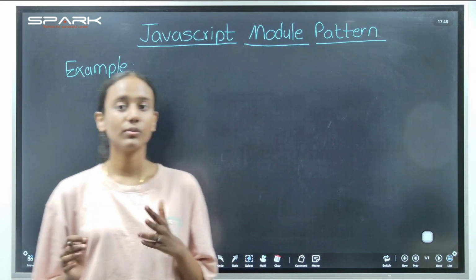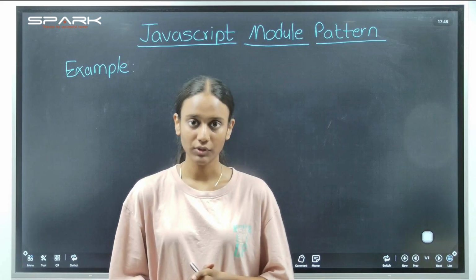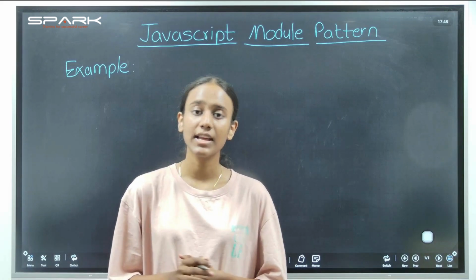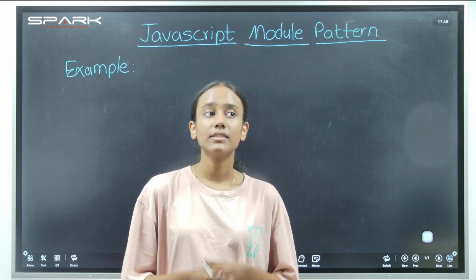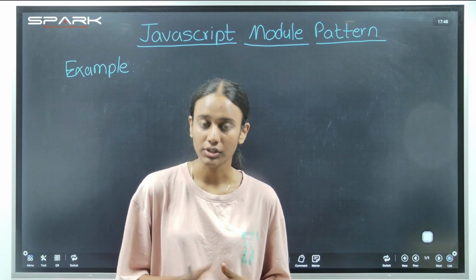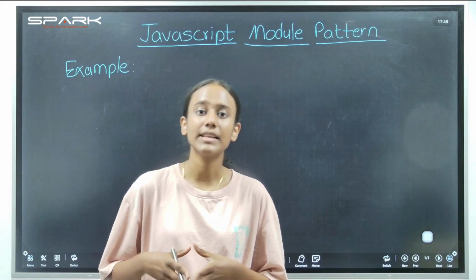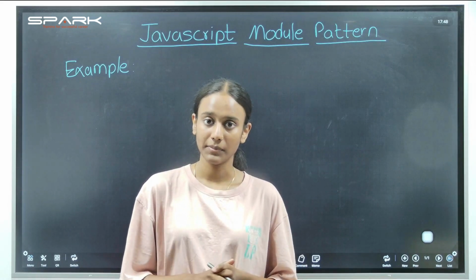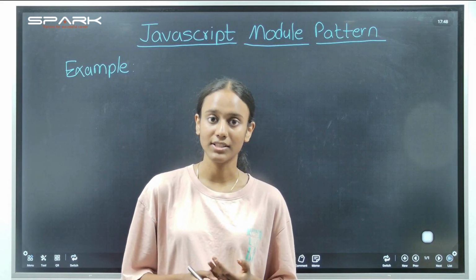Basically, the JavaScript module pattern is used for encapsulation. It means it hides implementation details and exposes only the important part of the code, as well as avoiding global scope pollution. It means it protects the private variables as well as public variables from the global scope namespace. Then it is used for code organization.